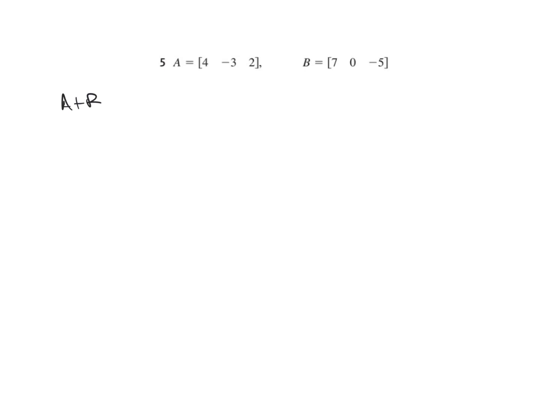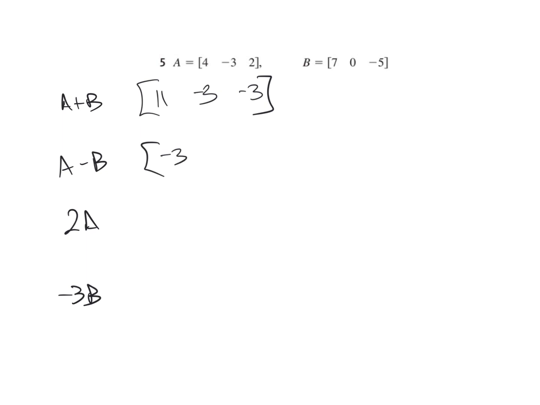A plus B, A minus B, 2 times A, and negative 3 times B. So now let's see if we can just do this without writing anything down. So 4 and 7 is 11, negative 3 and 0 is negative 3, and 2 and negative 5 is negative 3. Now subtraction, 4 minus 7 is negative 3, negative 3 minus 0 is negative 3, and 2 minus negative 5 is positive 7.